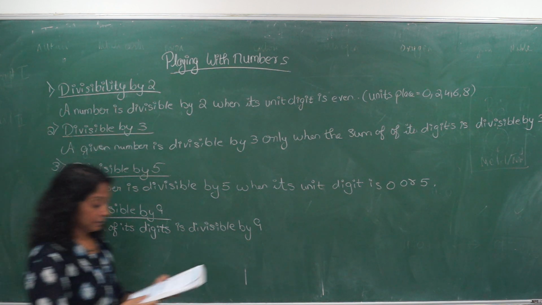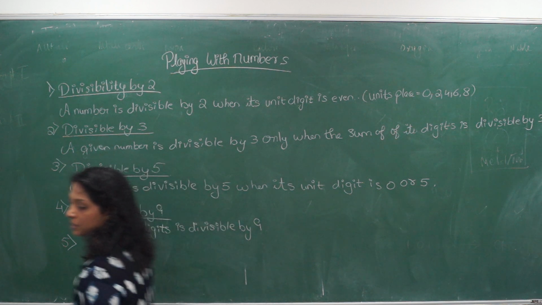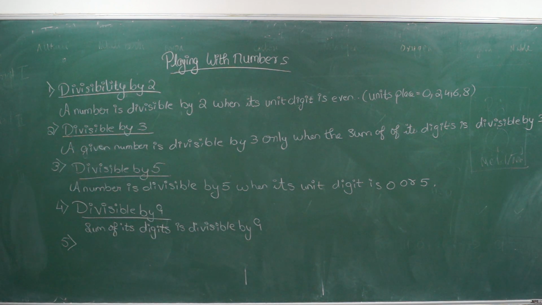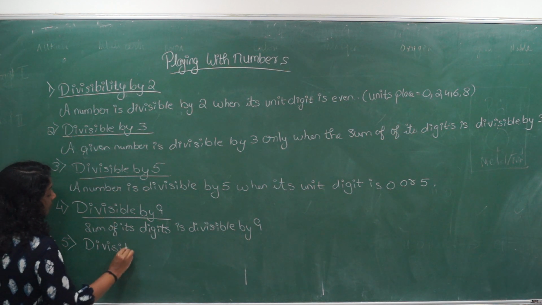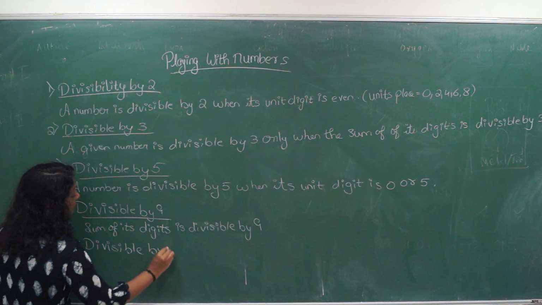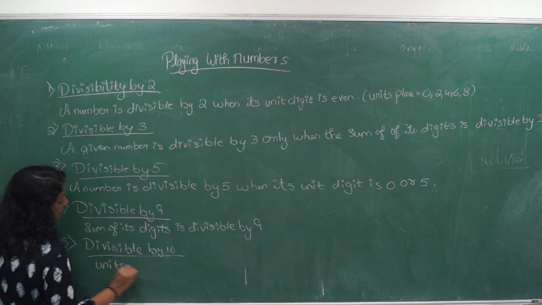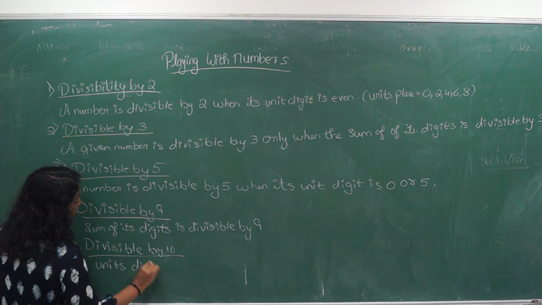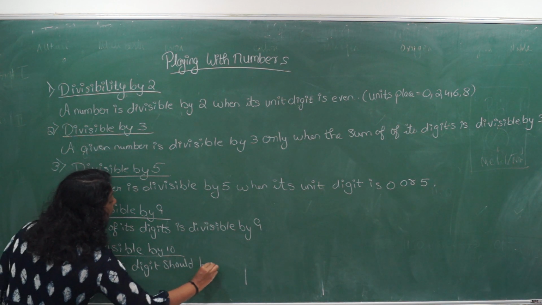Any doubt till this? Okay, now next tell me about divisibility by 10. This is also easy. It is the same as 5, but it should be 0, not 5. The units digit should be 0. So for divisibility by 10, the units digit should be 0.